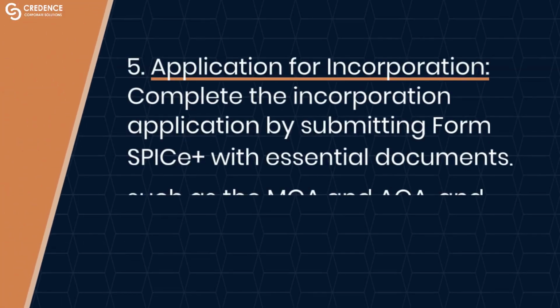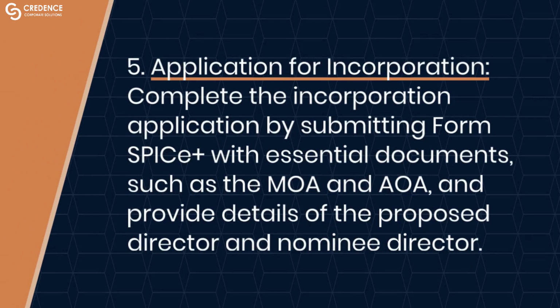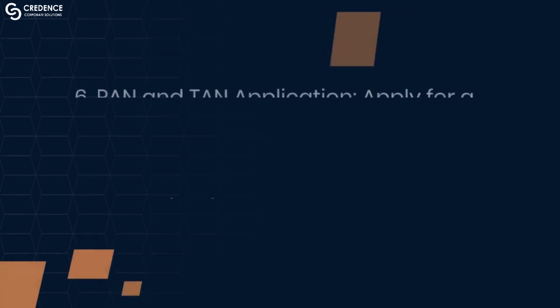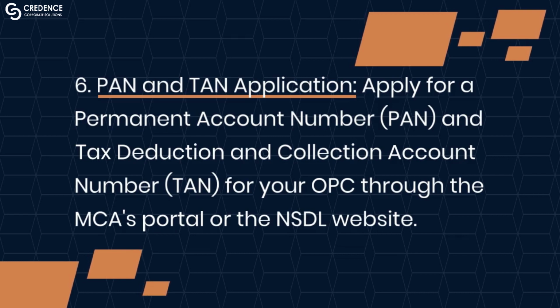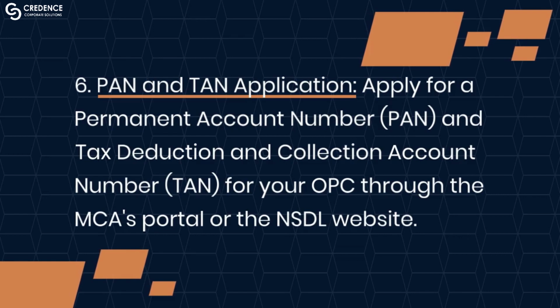5. Application for incorporation. Complete the incorporation application by submitting Form SPICE Plus with essential documents, such as the MOA and AOA, and provide details of the proposed director and nominee director. 6. PAN and TAN application. Apply for a permanent account number, PAN, and tax deduction and collection account number, TAN, for your OPC through the MCA's portal or the NSDL website.